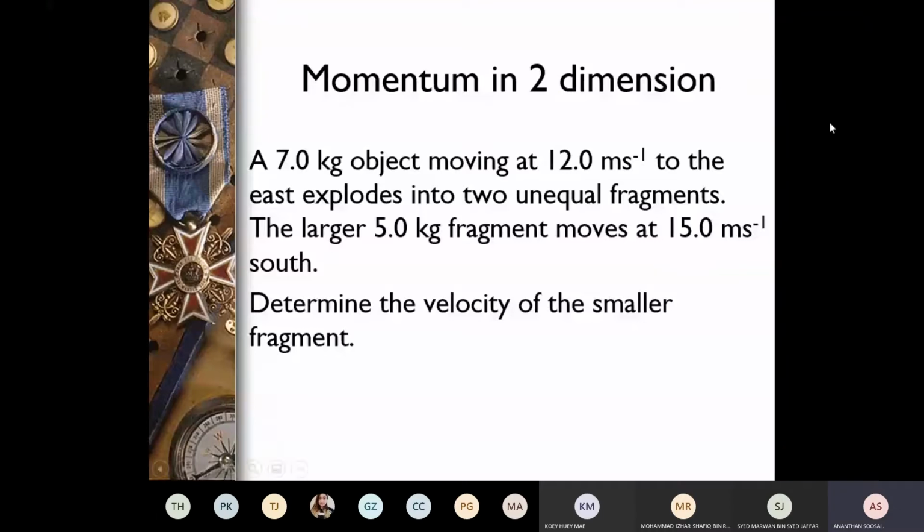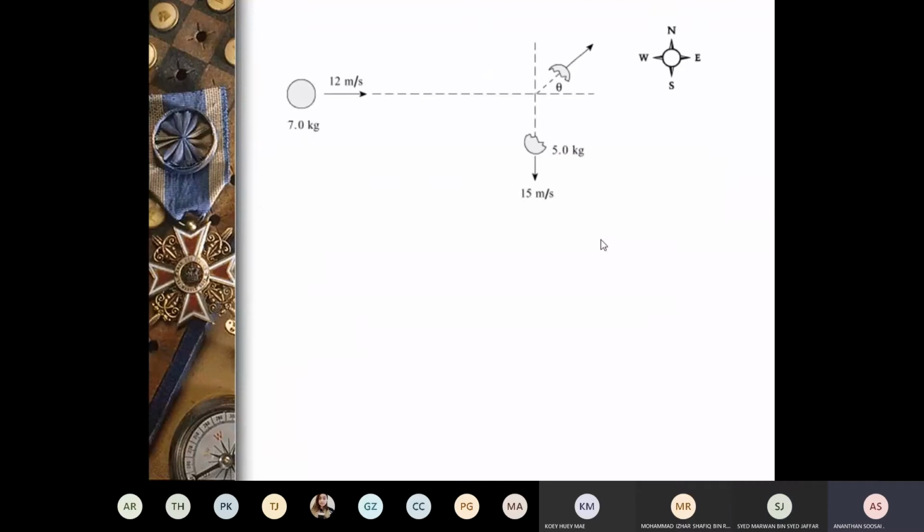Try to understand this question. This is momentum in 2 dimensions. A 7 kg object moving at 12 meters per second to the east explodes into two unequal fragments. So the storyline is this: a 7 kg object is moving to the east at 12 meters per second, then suddenly it breaks into two fragments. One moves to the northeast, another one moves south.